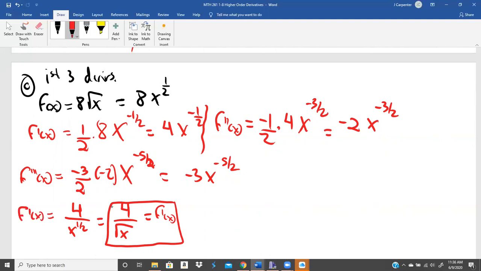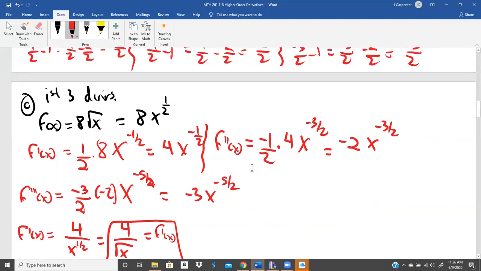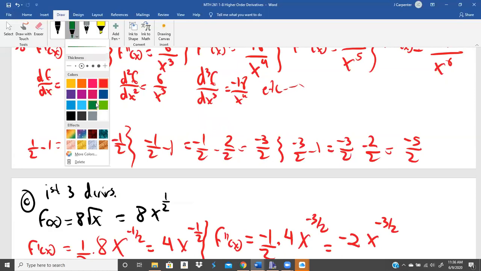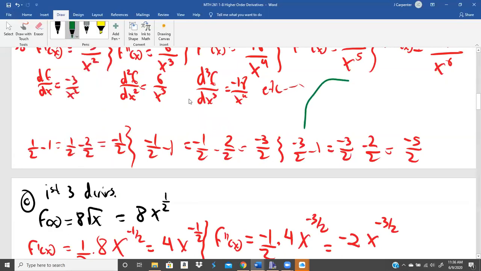X to the 1/2 is square root of x. You've got to know how to convert from your rational exponents to your powers. I'll write that one last time in a different color. The nth root of x to the m is x to the m over n. If you don't know that, you're going to have a hard time making anything better than a C in this course.